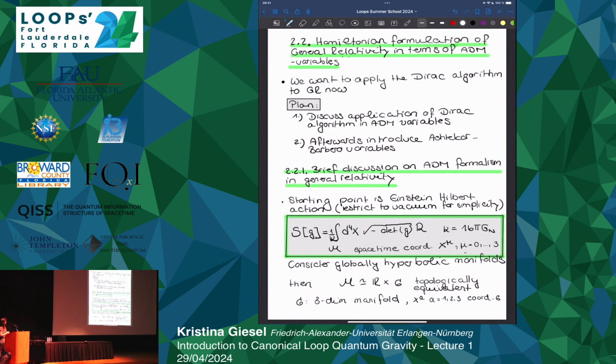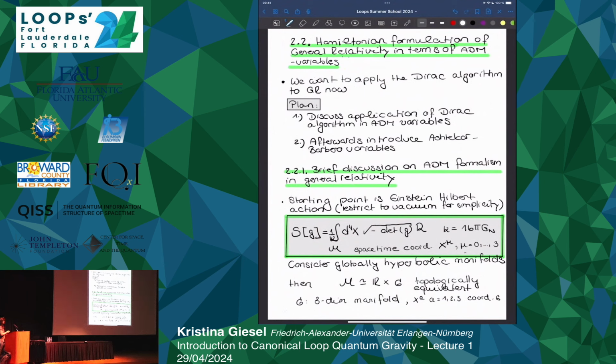Okay, so I would again ask whether there are questions to this part, and otherwise move on to the Hamiltonian formulation of general relativity. Okay, seems not to be the case.